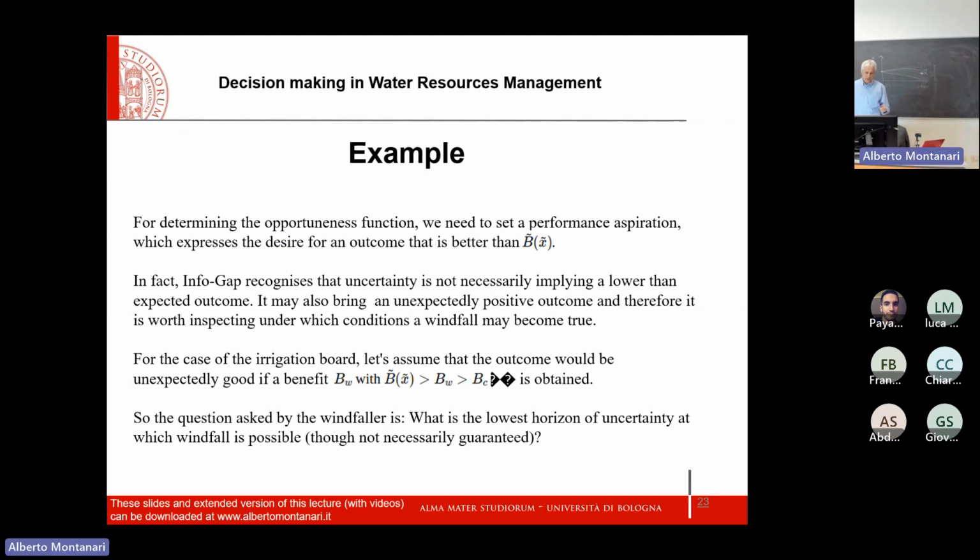So we need a performance aspiration in this case. In the previous situation, we needed to fix a critical value of the benefit, which is lower than the best estimate, because I optimize my decision for the best estimate. So I need to fix a critical value of the benefit, which is lower than the best estimate, in order to make my decision sustainable. When I look at the opportunity, I have to fix an ambition.